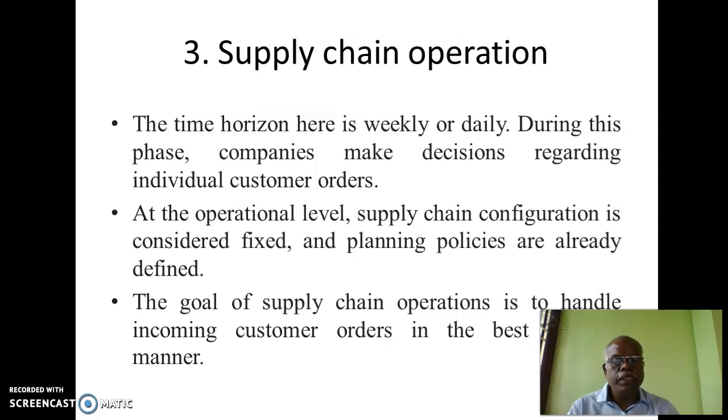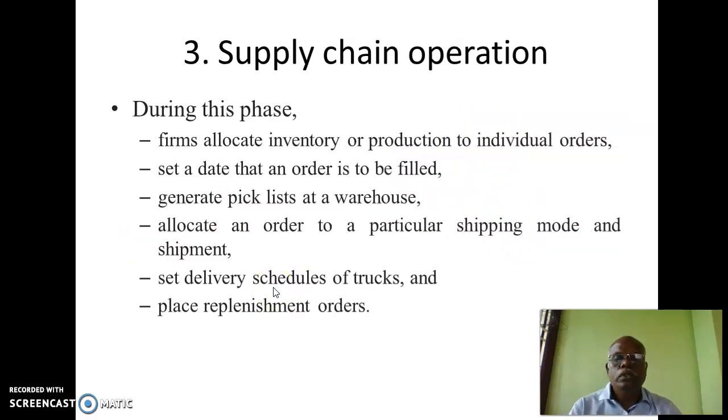The goal of supply chain operation is to handle incoming customer orders in the best possible manner. That is what our aim is. So how can I service the customer orders in the best possible manner? The supply chain operation, what is to be done here? Firms allocate inventory or production to individual orders. So based on the individual orders, you have to allocate inventory or production.